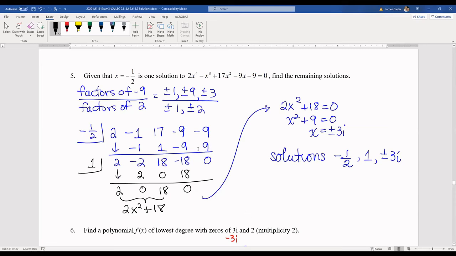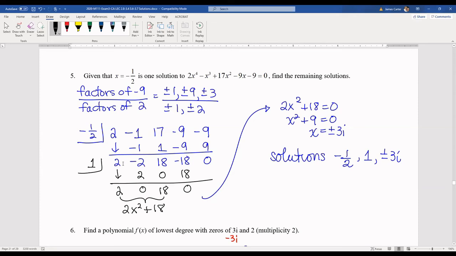Okay, given that x equals negative 1/2 is a solution of this, that is telling you that negative 1/2 is a solution. What that means is when we divide it, we should expect a 0 remainder. So we do that, and in the process of doing that, we go from x to the 4th minus x cubed plus x squared and so on. We step down 1 degree to 2x cubed minus 2x squared plus 18x minus 18.